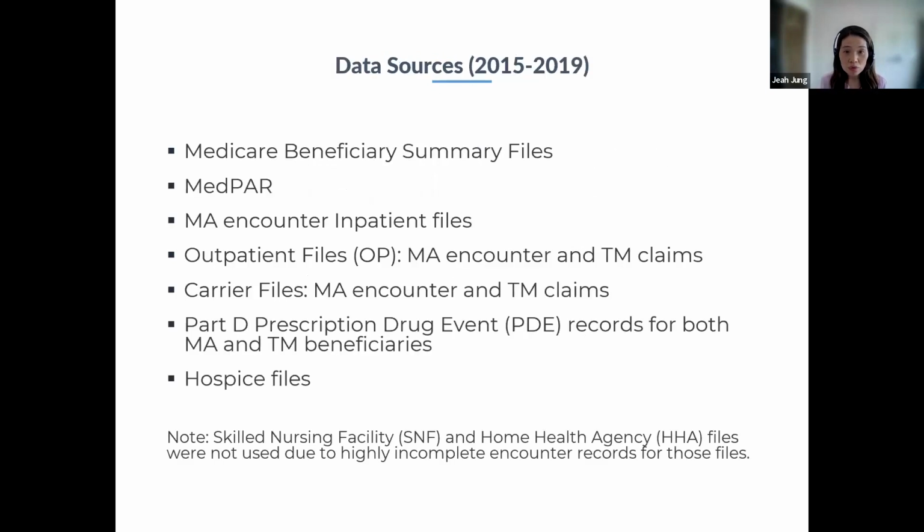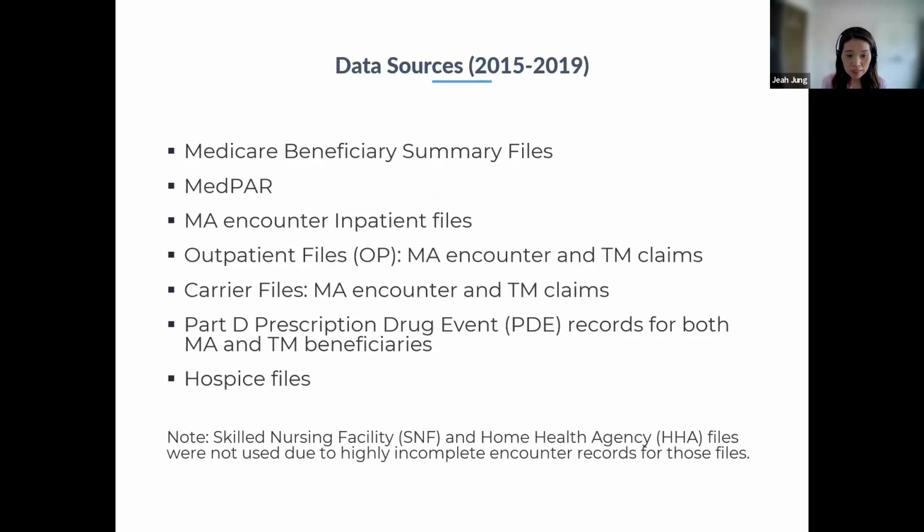So data sources, we used the data between 2015 and 2019. And essentially, we used almost all data, right? Beginning with the Medicare beneficiary summary files and MedPAR for the traditional Medicare side, and MedPAR also includes some inpatient records for MA enrollees as well. And we have MA encounter inpatient files, and for outpatient files, we have both the MA encounter and TM claims, and carrier files, MA encounter and TM claims, and Part D, and also we have PDE records for both MA and TM. We also had hospice files.